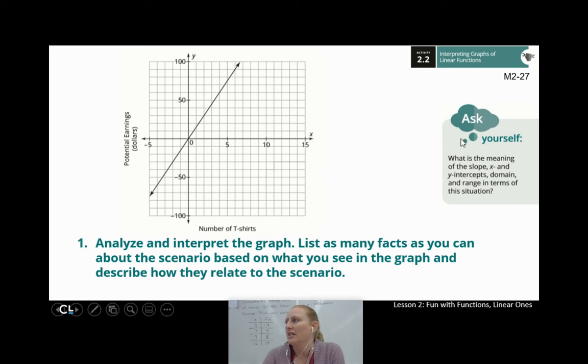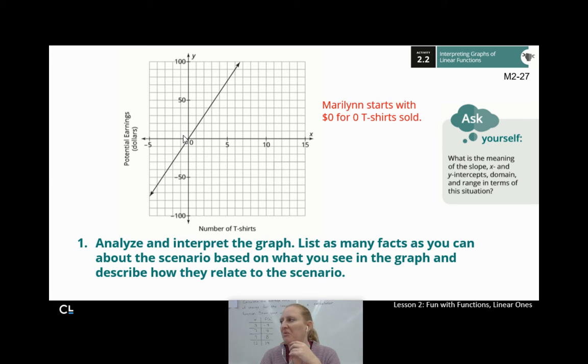So there are some hints off to the side over here of things you might want to ask yourself, right? What is the meaning of the slope? What is the meaning of the x-intercept, the y-intercept, maybe even domain and range, right? Things you want to ask yourself. So the first thing I noticed was 0, 0. That's both my x-intercept and my y-intercept. And I was like, okay, well that means Marilyn makes $0 for 0 t-shirts sold. I felt like that was fair. But then I take it a little further and I was like, well, but if I go to 4 t-shirts, it looks like she makes $60 when she sells 4 t-shirts.